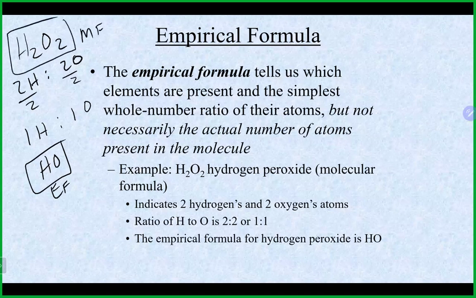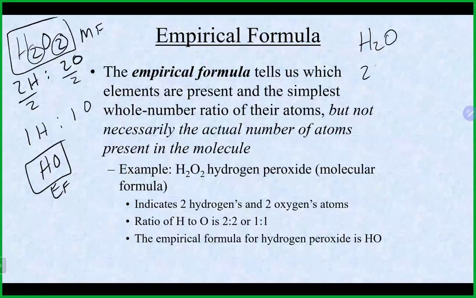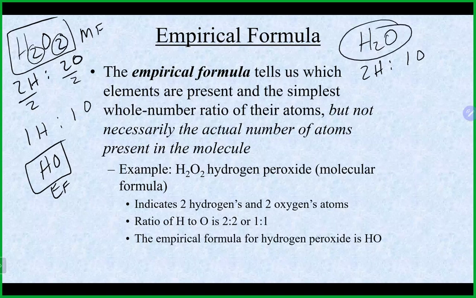Now, sometimes the molecular formula and the empirical formula are going to be the same, because when you look at these subscripts on the bottom, they have to be whole numbers, because you can't have a half atom or a quarter of an atom or anything like that. So they do have to be whole numbers. For example, water is 2 hydrogens for every 1 oxygen, which means there's no way to reduce that any further and still have whole numbers. So water would be both the molecular formula and the empirical formula.